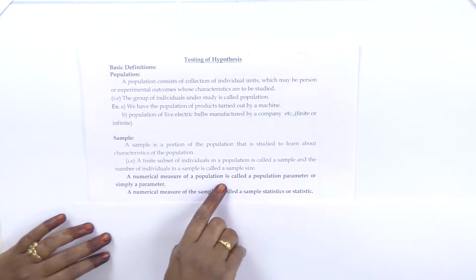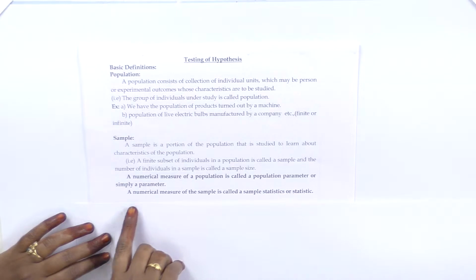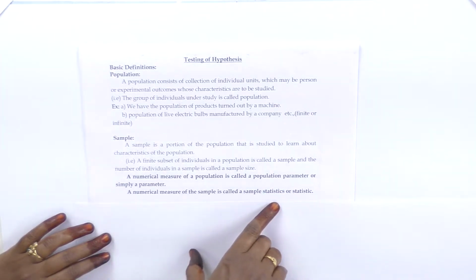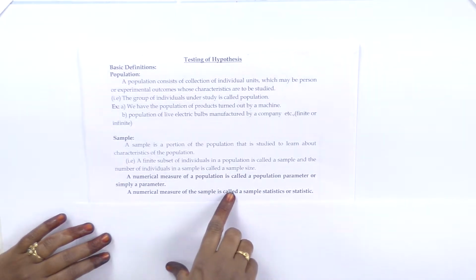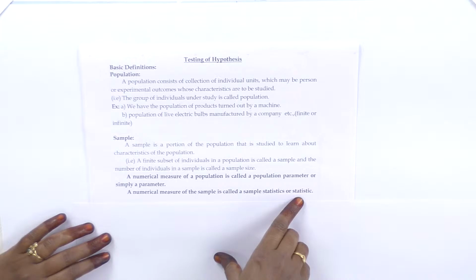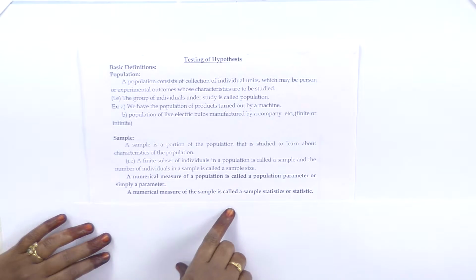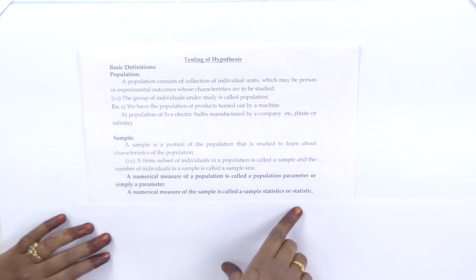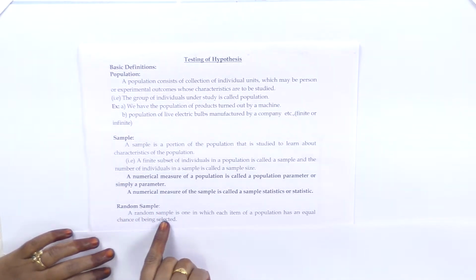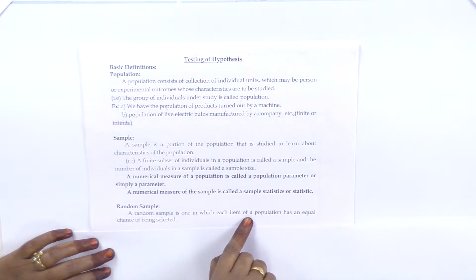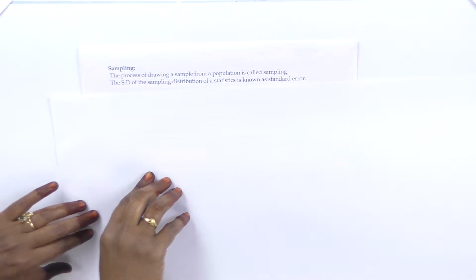A numerical measure of a population is called a population parameter, or simply a parameter. A numerical measure of a sample is called a sample statistic, or simply a statistic. Next one, random sample. A random sample is one in which each item of a population has an equal chance of being selected.